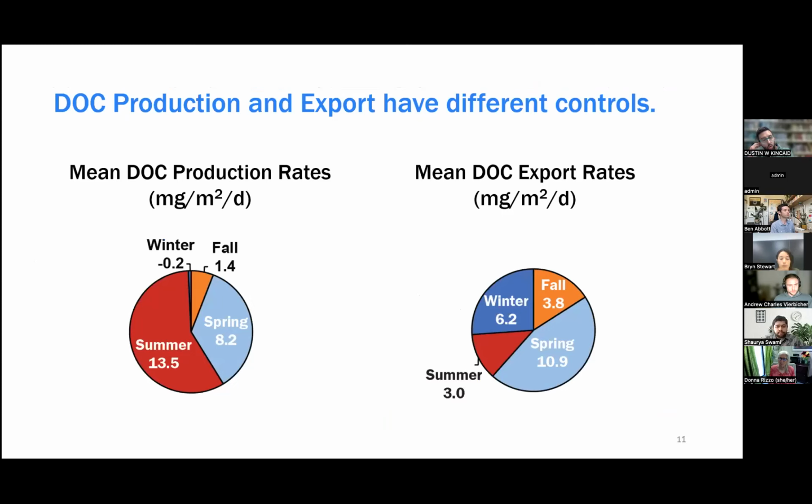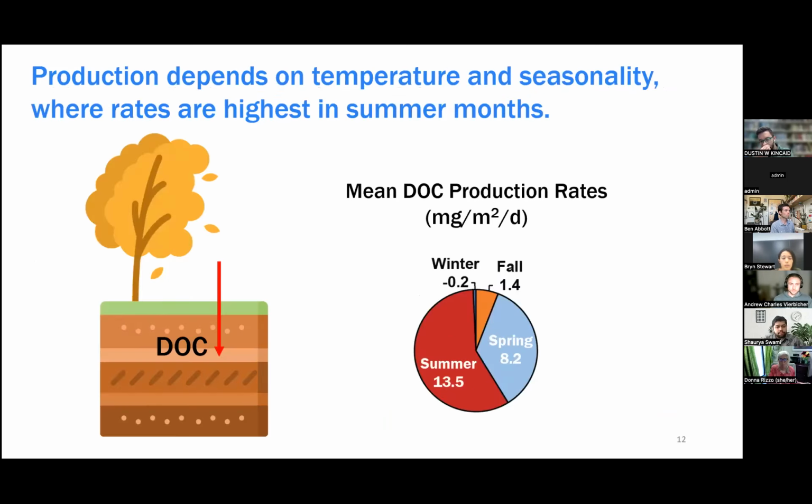And so when we ran our model, again, we looked at how, when, and where DOC is produced and exported. And we found that there were different controls on DOC production versus DOC export. In particular, temperature and seasonality had a strong control on DOC production, where reactions occur faster under warmer conditions, especially in summer months and also in spring months. DOC is also produced more in the shallow zone compared to the deep zone, as the shallow zone is closer to those plants and animals at the land surface that produce a lot of DOC.